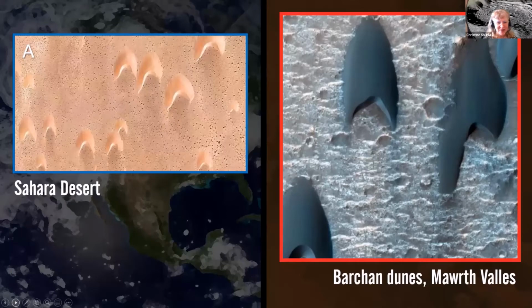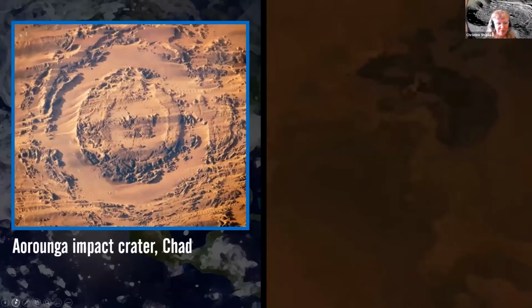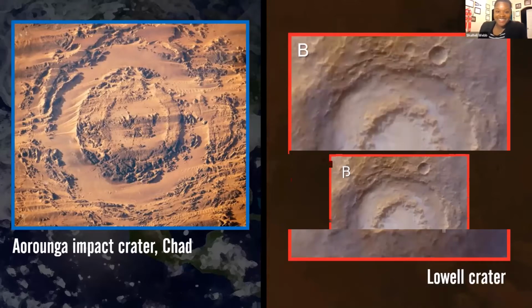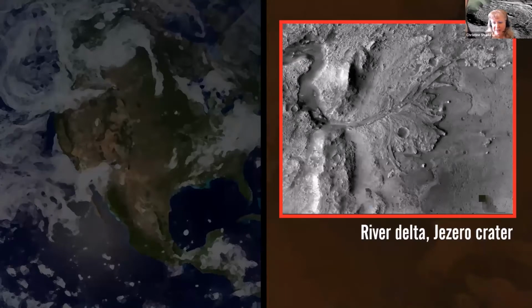I think, let's do just a couple more. So here is an image here on Earth in Chad. Which of these 2 images from Mars would you match to it? You have 5 seconds, 4 seconds, 3 seconds, 2 seconds, 1 second, and Miss ShaRell, what have most people answered? B. B, and they are indeed correct. We've got Lowell crater there on Mars.